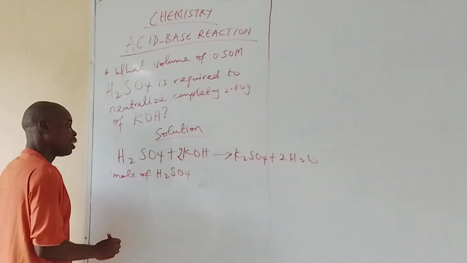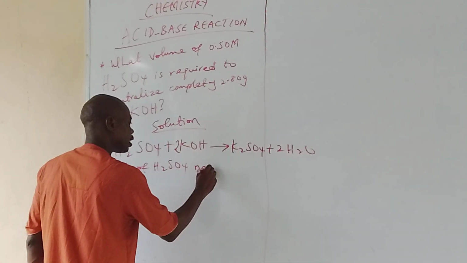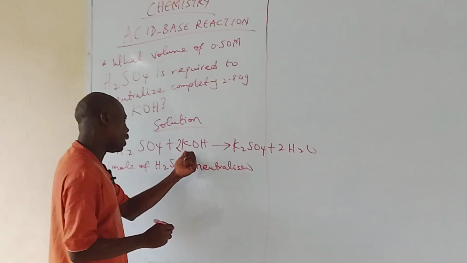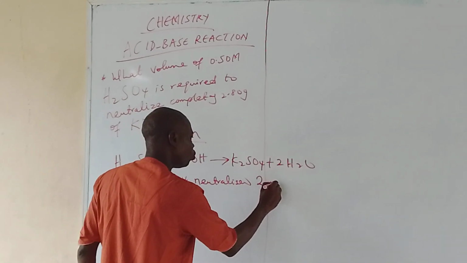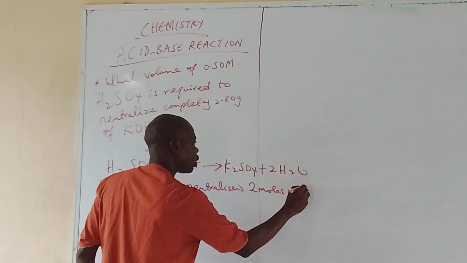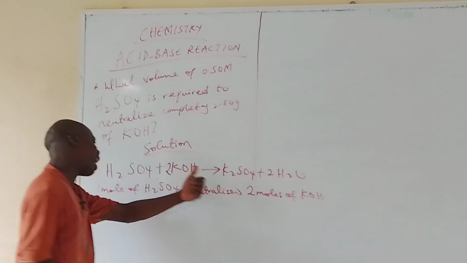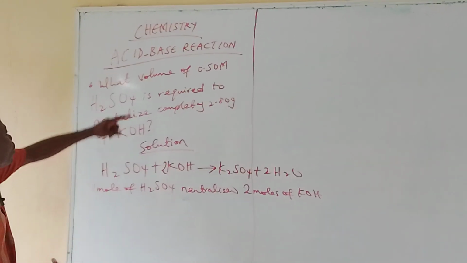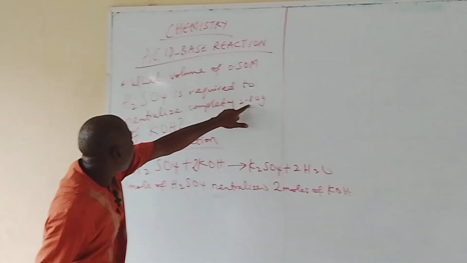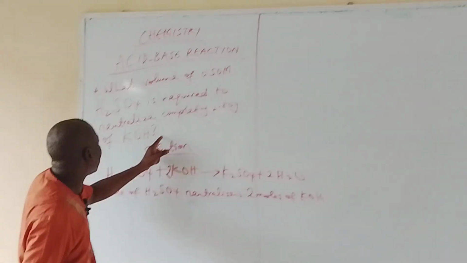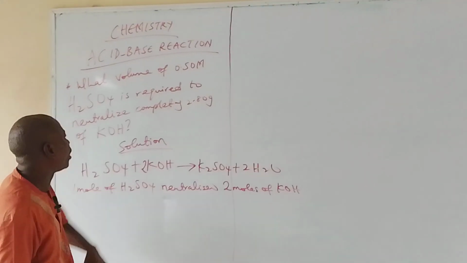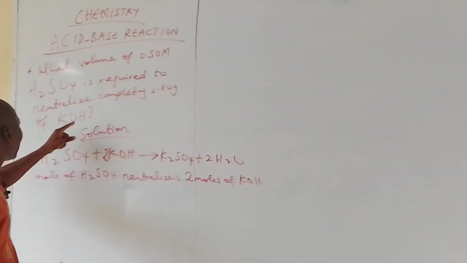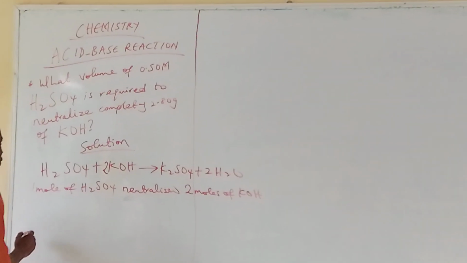So if I want to write it out, 1 mole of tetraoxosulfate(VI) acid neutralizes how many moles of the base? 2 moles of KOH, according to this chemistry of reaction. Now, the mass of KOH, according to the context, is 2.80 gram. So I will definitely determine the molar mass of KOH.